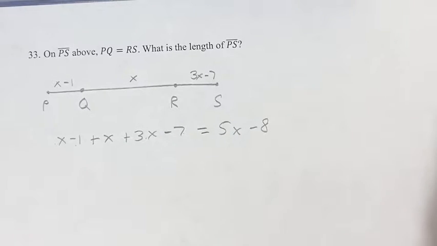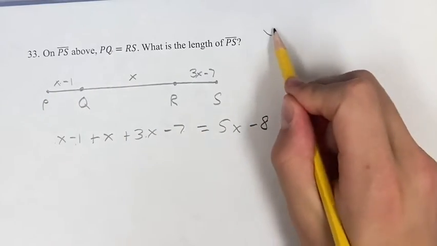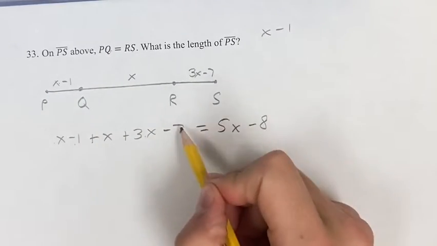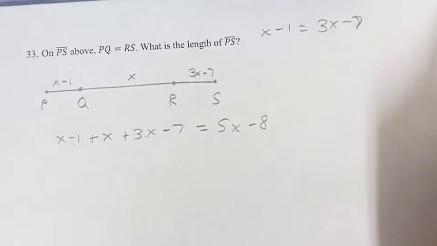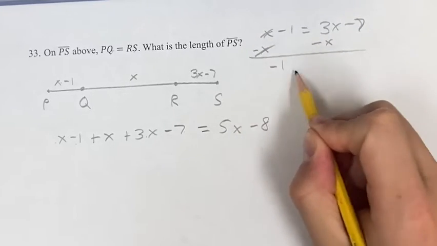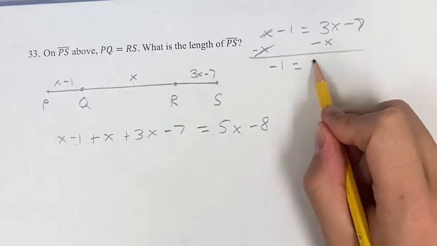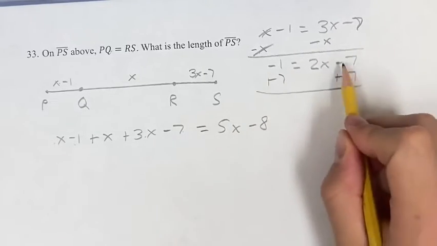So how do we find x? Well, we're told that PQ is equal to RS, so x minus 1, which is the length of PQ, is equal to 3x minus 7, which is the length of RS. So subtracting x from both sides leaves us with negative 1 is equal to 3x minus 1x is 2x minus 7. Add 7 to both sides.